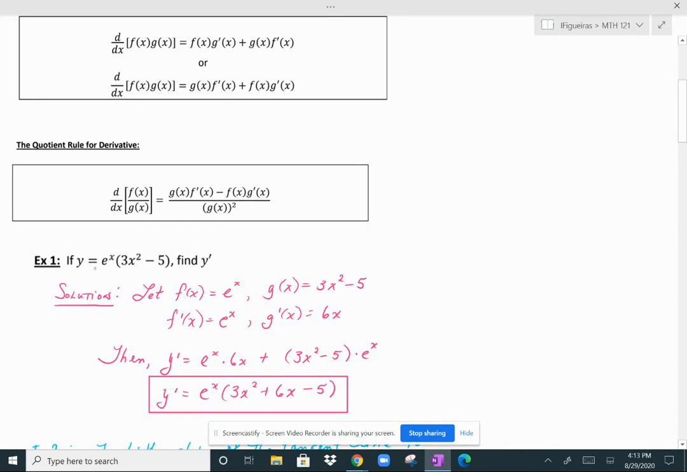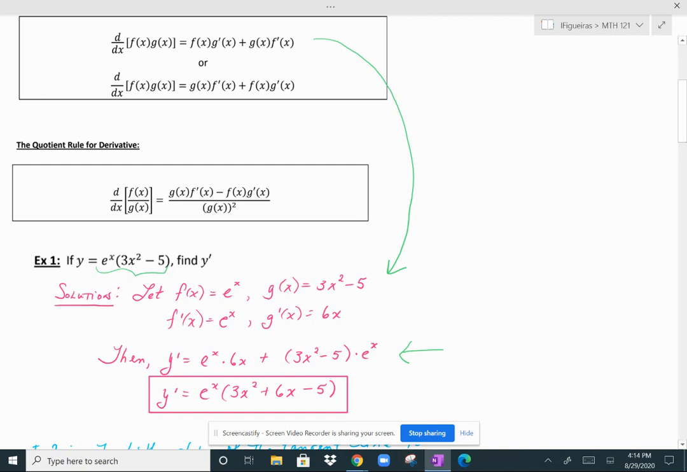So here I have a product of two functions, e to the x times 3x squared minus 5. In order to use product rule, I actually applied the first one. I wrote out what f of x and g of x are, and then I wrote f prime and g prime below each one. So the derivative of e to the x, f prime, is also e to the x. The derivative of g of x is just 6x. And now we just have to plug it into the formula. So this is what you see here. I have f times g prime plus g times f prime.